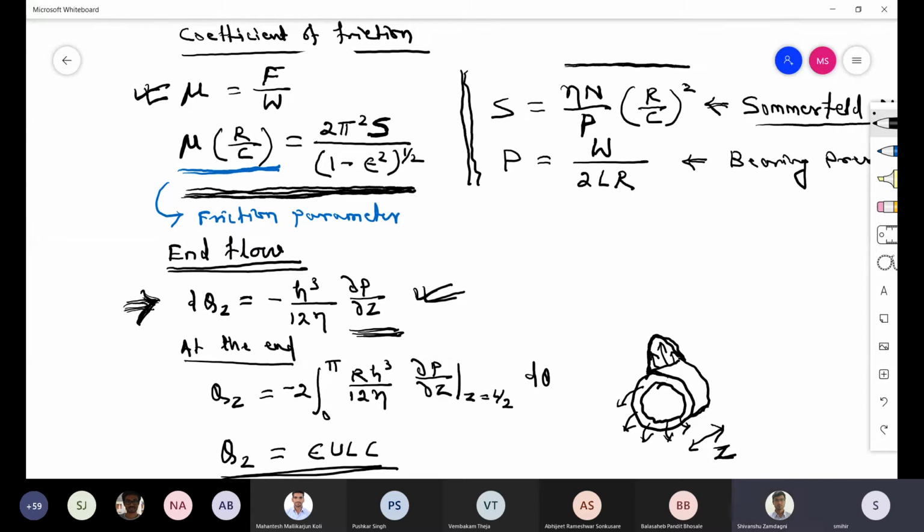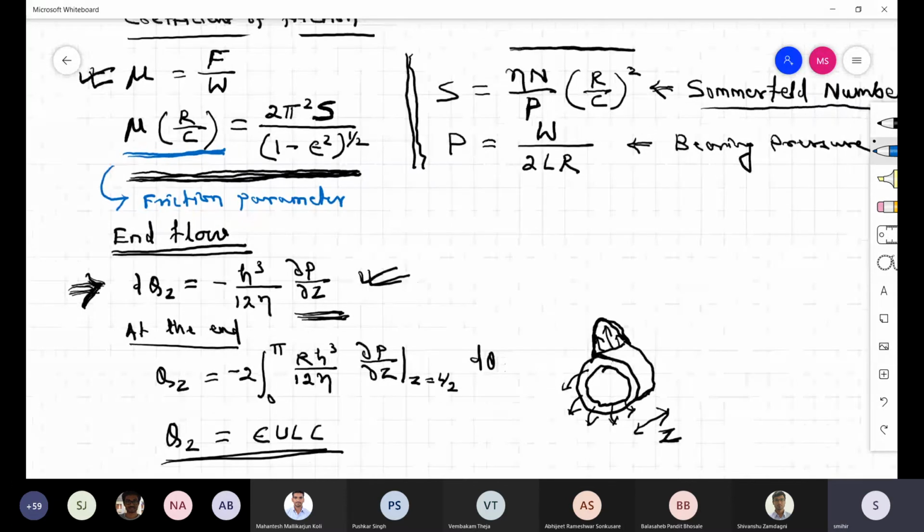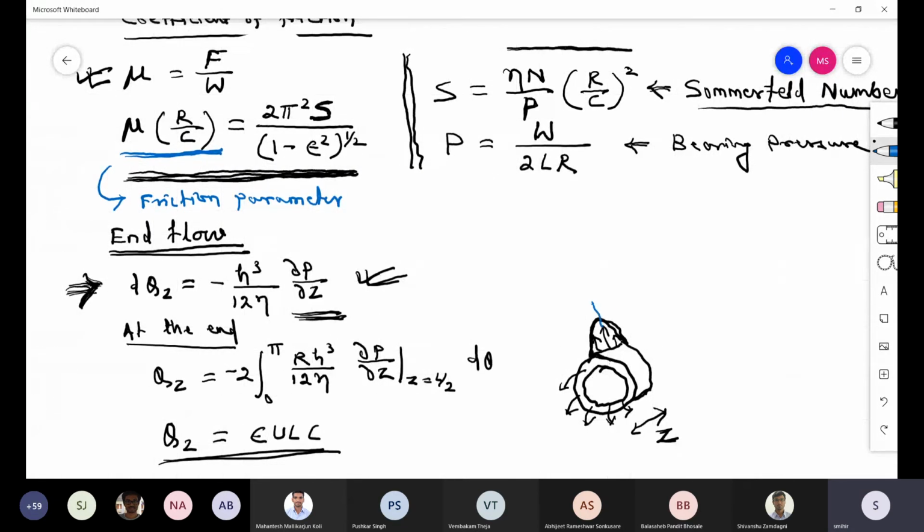So now use this expression. This expression is for calculating flow at any section, not at the end. At any section, at any Z, because flow will depend on del P upon del Z. But if you want to calculate the flow exactly at the end, you have to take del P upon del Z at Z equal to L by 2.